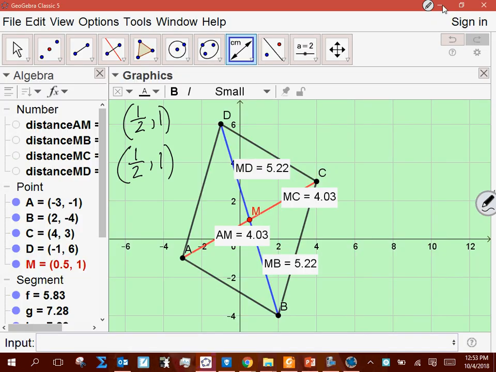If I were to ever ask you, say I asked you this question, find that 1/2 comma 1, you guys are able to do it. Find that midpoint. Can I then at the same time say, okay, now find distance DM, find that 5.22? You can use the distance formula, right? You can use point D, because you know its coordinates. And now that you know point M is at 1/2 comma 1, you can use those coordinates inside the distance formula, and you come up with that 5.22.